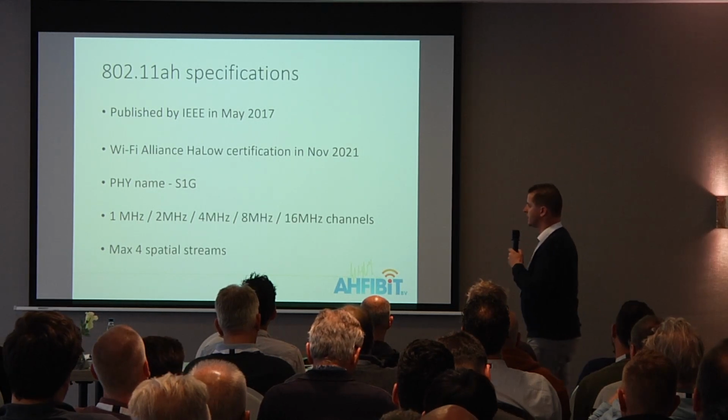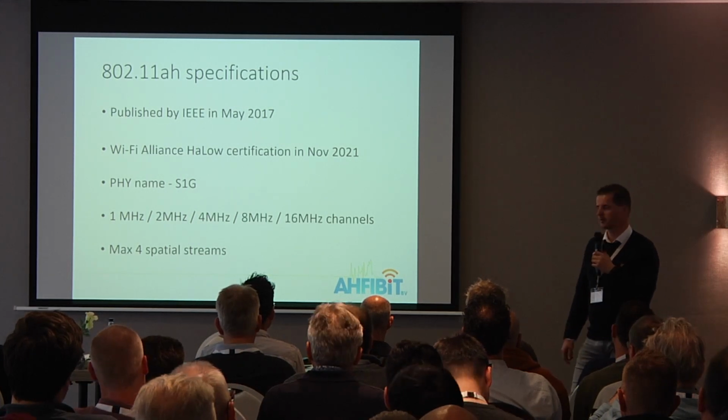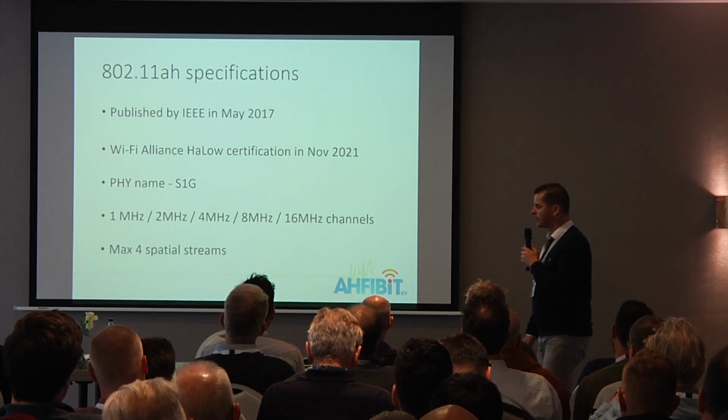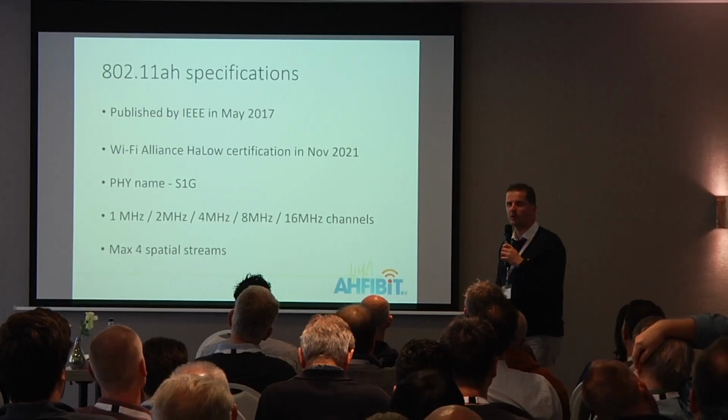The PHY name for 11AH is S1G. So if you look in Wireshark in the frames, you will see S1G. Now, 11AH was built upon, or they used the 11AC technology to build 11AH. And you're going to see that. So the channel width we use is 1, 2, 4, 8, and 16 megahertz. Like with 11AC, we use 20, 40, 80, and 160 megahertz wide channels. So we're using the same numbers, but only 1/10 the channel width.